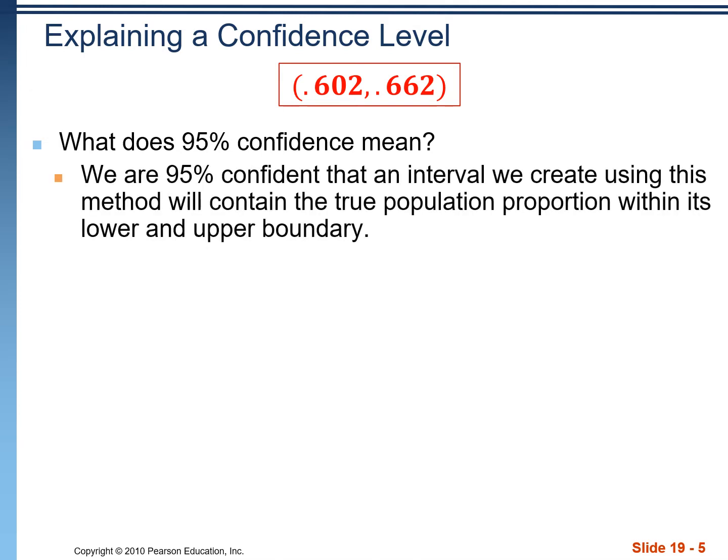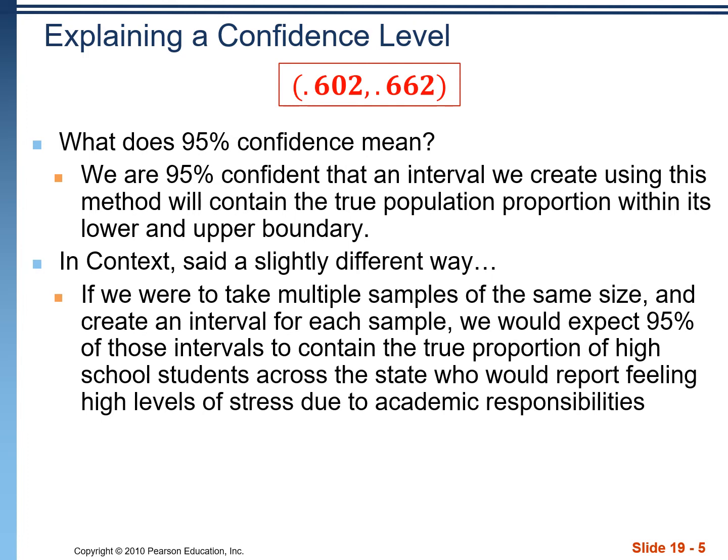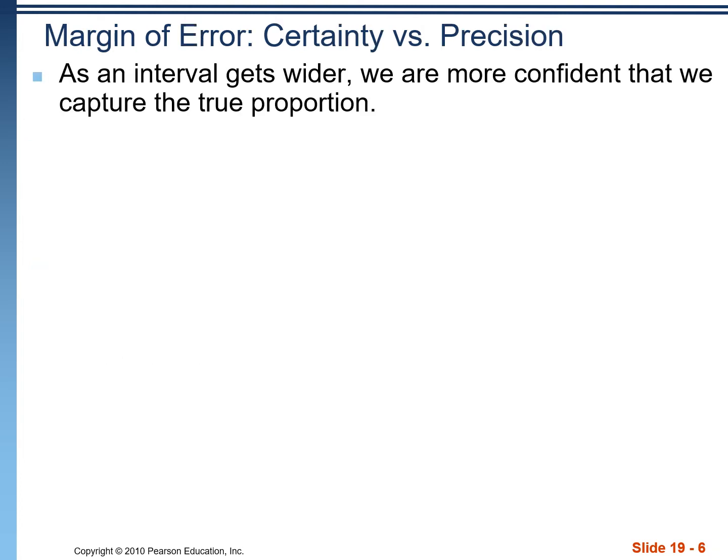An actual definition, we are 95% confident that an interval we create using this method will contain the true population proportion within its lower and upper boundary. If we add context and say it in a slightly different way, it could look like this. If we were to take multiple samples of the same size and create an interval for each sample, we would expect 95% of those intervals to contain the true proportion of high school students across the state who would report feeling high levels of stress due to academic responsibilities. So we've seen that the intervals change with every sample we take. They also change with both the confidence levels and the sample sizes.